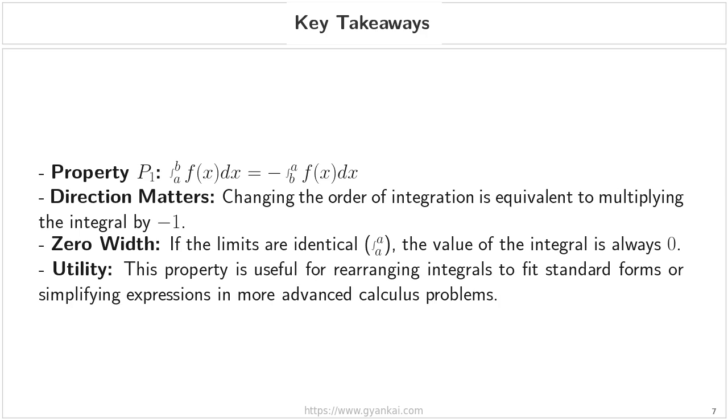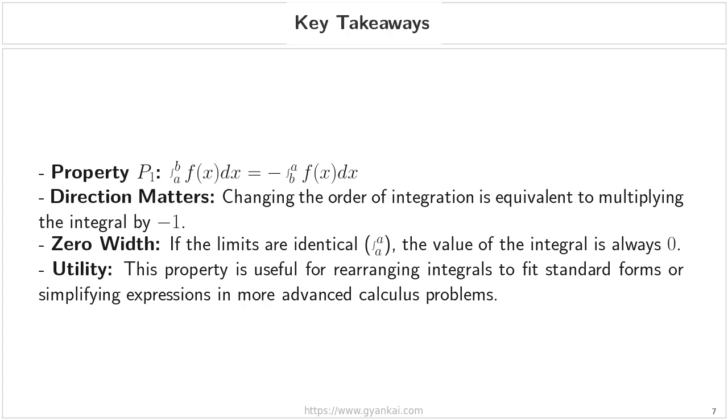Finally, let's talk about utility. Why is this property useful? Well, it's a tool that can help us simplify integrals. Sometimes, reversing the limits can allow us to rewrite an integral in a standard form that's easier to evaluate, or it can help us simplify more complex expressions, especially when we get into more advanced calculus topics. It's a technique that will save you time and effort as you progress.